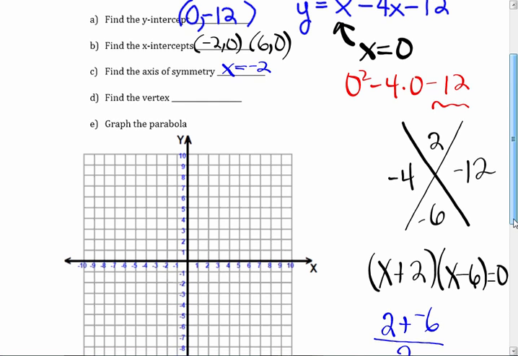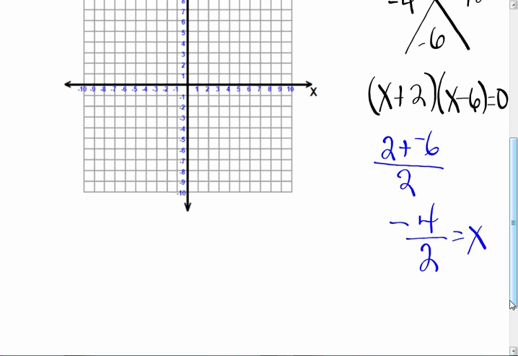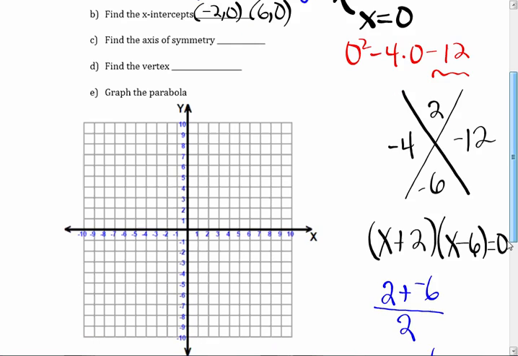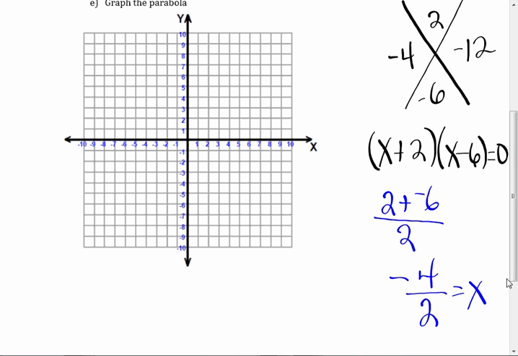That's the axis of symmetry. Oh, wait a minute. I did my intercepts wrong. Oops. Yes, I changed it, because it doesn't fit on the graph. Yes, I just looked at that. Sorry, my mistake. But that's what happens when we make mistakes.